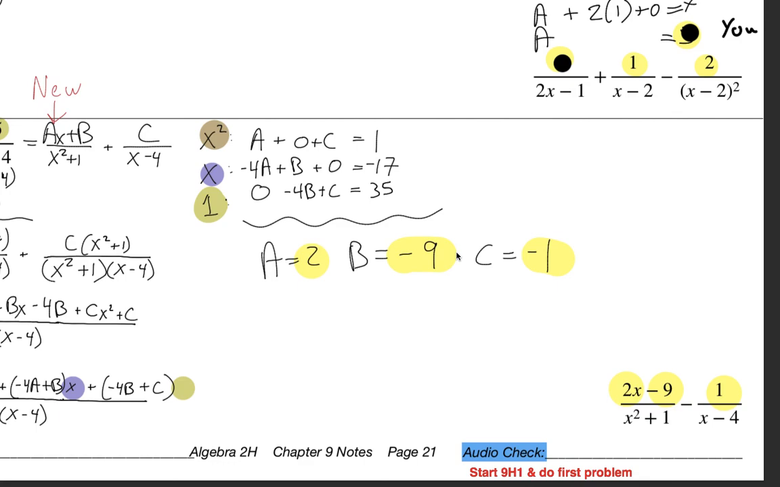Start 9H1. So copy the first problem, do it, and I'll see you in class.